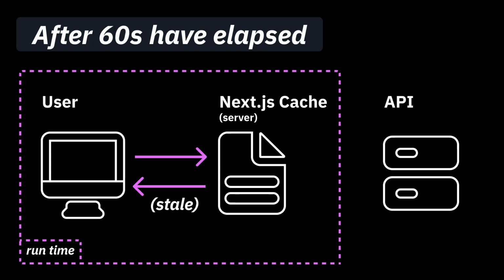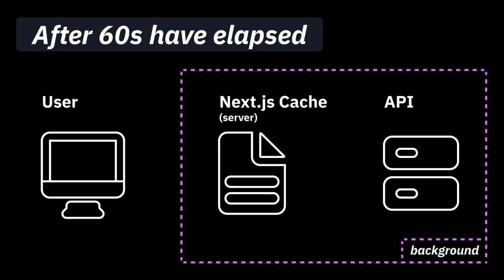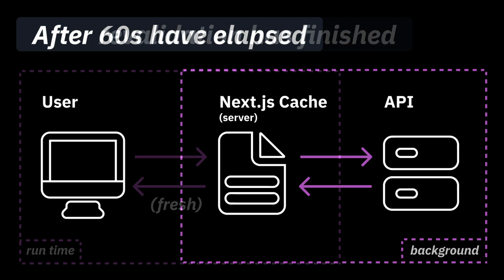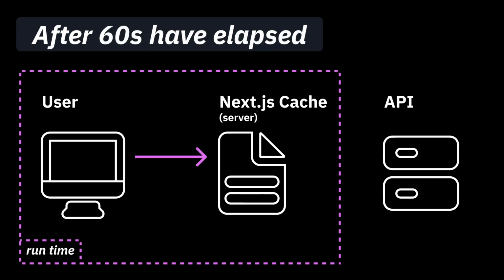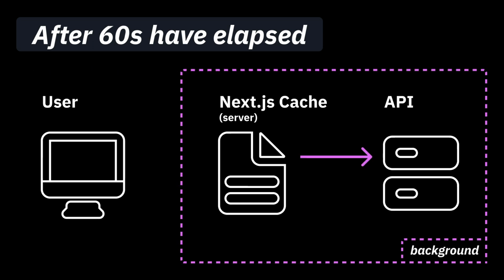What's going to happen right after the response has been made is that Next.js is going to query the API for fresh data, it's going to evict the old items from the cache, and it's going to replace them with the fresh data it just received. This way, all the subsequent requests are going to be served fresh data from the cache, and after another 60 seconds, when a request comes in, the whole background revalidation process is going to be repeated.